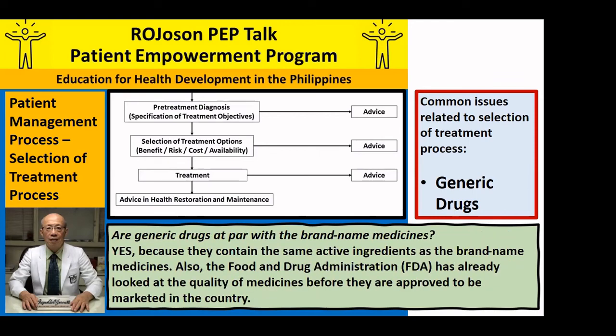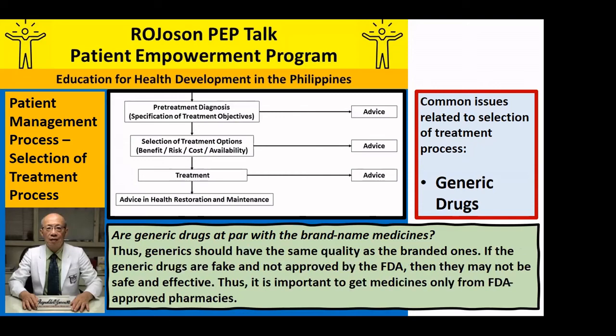Are the generic drugs at par with the brand name medicines? Yes, because they contain the same active ingredients as the brand name medicine. Also, the Food and Drug Administration has already looked at the quality of medicines before they are approved to be marketed in the country. So thus, the generics should have the same quality as the branded ones. If the generic drugs are fake, so beware of the fake ones, and not approved by the FDA, then they may not be safe and effective. Thus, it is important to get medicines only from FDA-approved pharmacies.